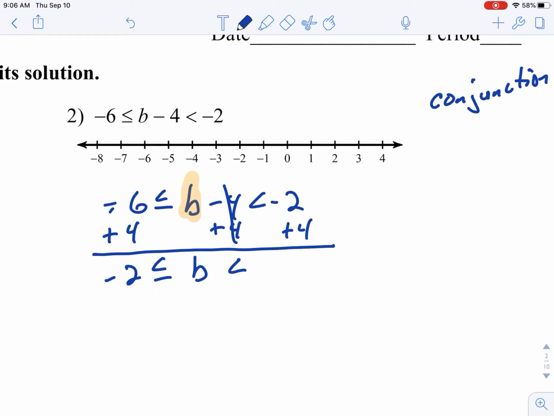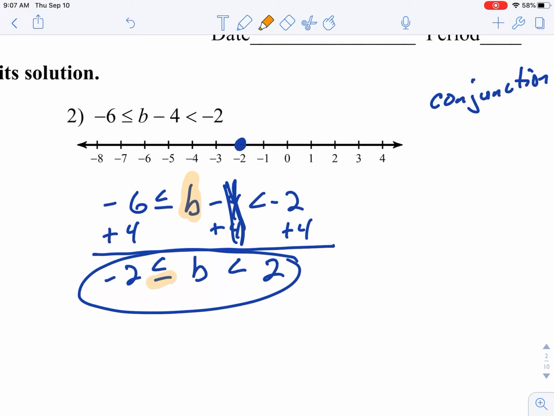So -6 plus 4 is -2. These 4's cancel out. You bring down the b. -2 plus 4 is +2. And this is the answer. You go to graph that. -2 on the number line, we put a dot. Remember, when there's an equal sign, it's a dot. +2, there is no equal sign here, so we're just going to put an open circle. And the b, the variable, is between them. That means all the numbers between them, so you shade in between them.